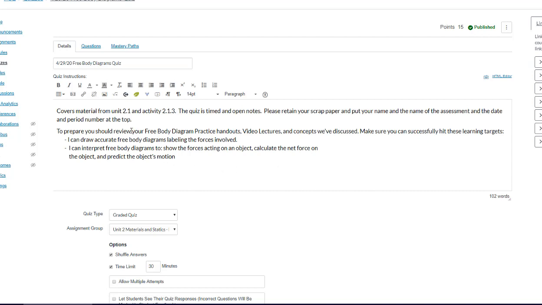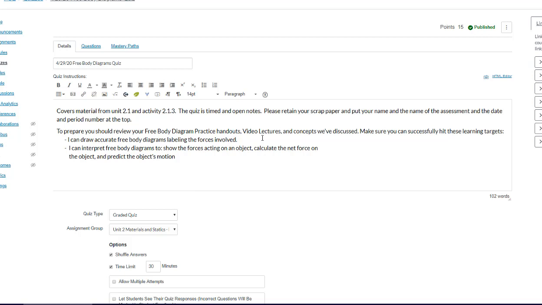It says it covers material from Unit 2.1 and Activity 2.1.3. That is the activity that I did on Wednesday in the help session. The quiz is timed and open notes. Please retain your scrap paper and put your name at the top and the assessment date. And then it says to prepare, you should review free body diagram practice handouts, video lectures, and concepts we've discussed.